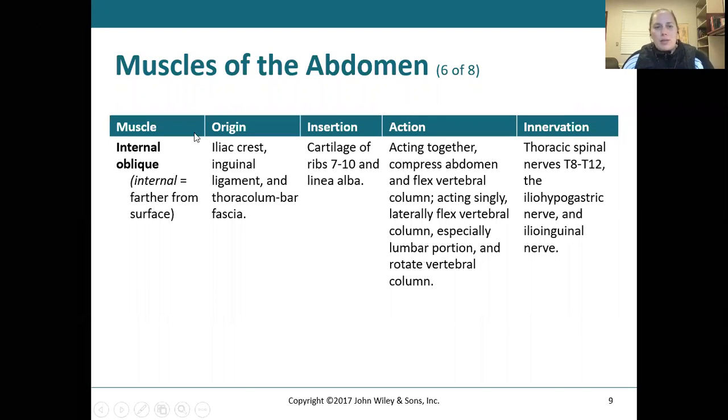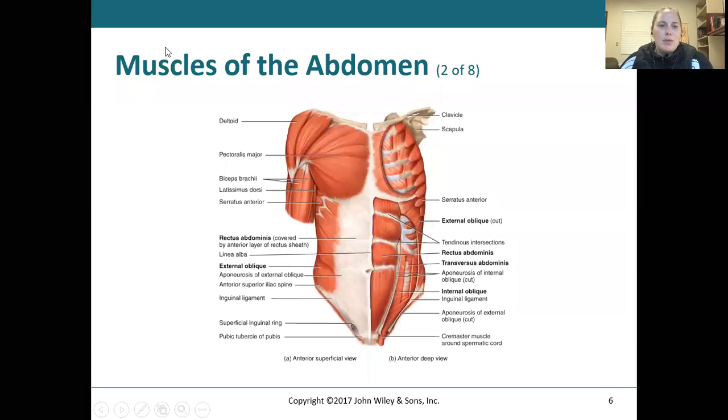The internal oblique, and so we just went over the external, so let's go back to the internal. I should just cut and paste this picture on every single slide. Here's your internal oblique. Ooh, so it's right there. You can see the internal oblique.